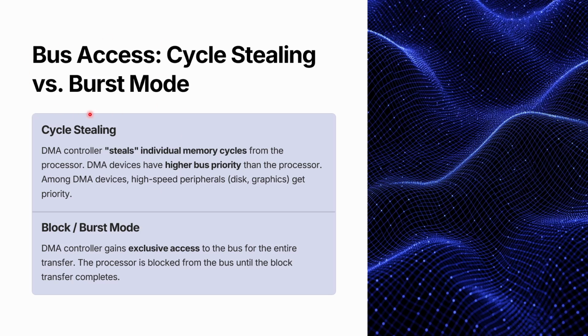How can the bus be accessed? Using cycle stealing or burst mode. So what is cycle stealing? The DMA controller steals individual memory cycles from the processor. DMA devices have higher bus priority than the processor, and among DMA devices, high speed peripherals get the priority. In block or burst mode, the DMA gains exclusive access to the bus for the entire transfer. The processor is blocked from the bus until the block transfer completes.